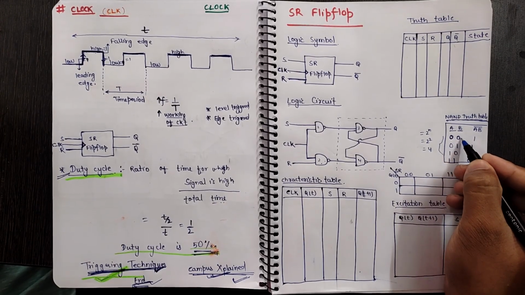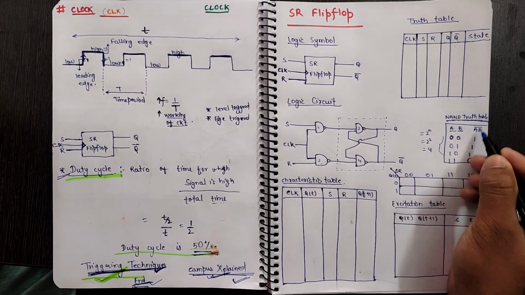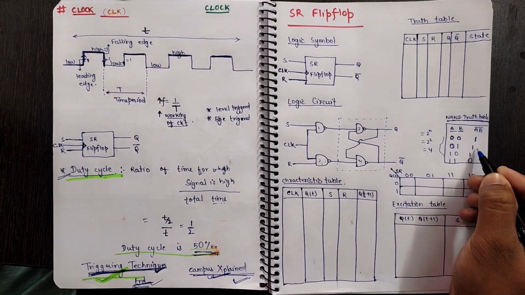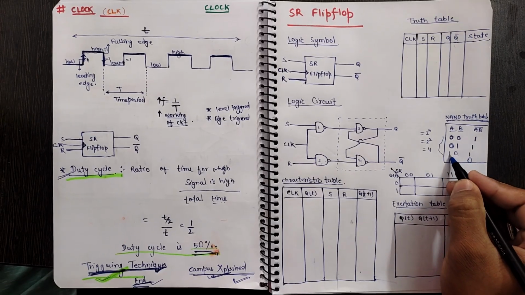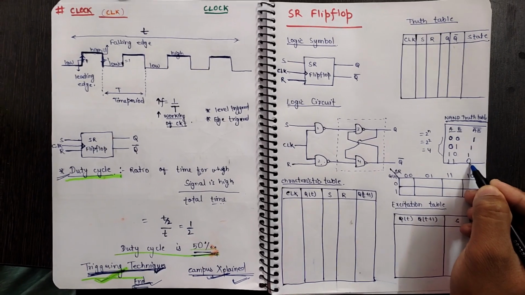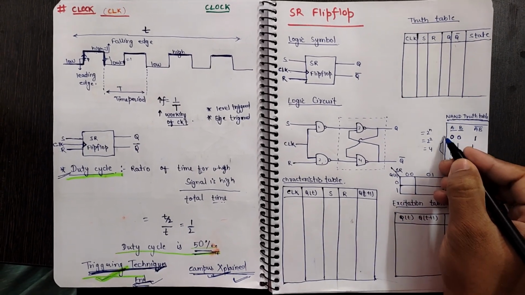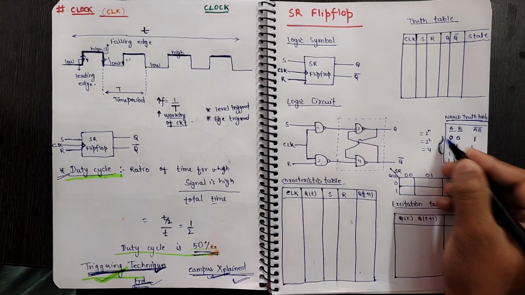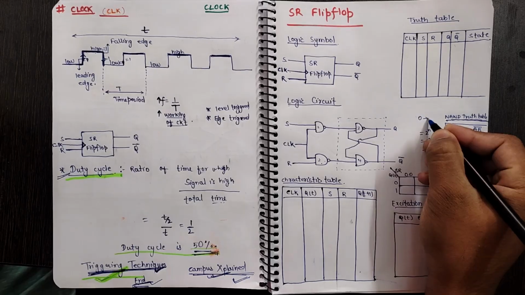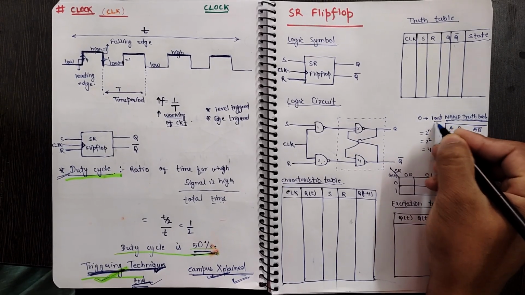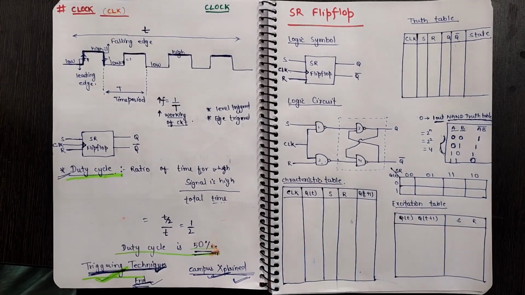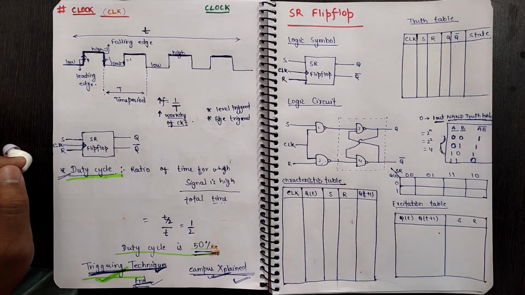For 0 and 0, if we multiply 0 and 0, we will get 0, but its complement is 1. Same, if we multiply 0 and 1, we will get 0, but its complement is 1. Then 1 and 0 we multiply, we get 0, but its complement is 1. 1 and 1 we multiply, we get 1, but its complement is 0. We can observe a pattern here that if any of the inputs is 0, we will get 1 as our output. This concept we use to make the characteristic table, then the excitation table along with the truth table.